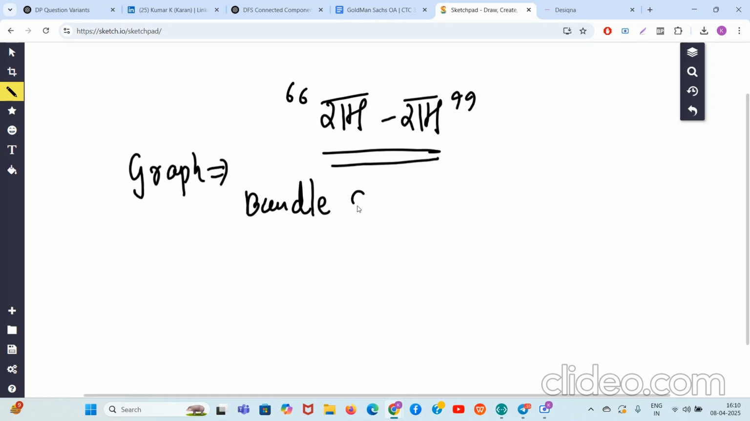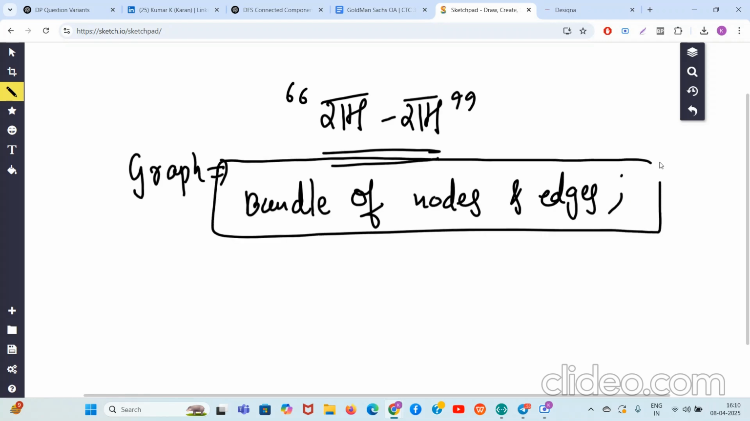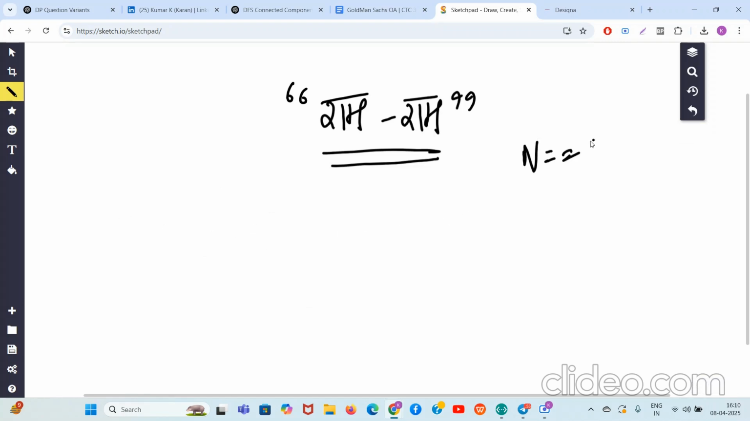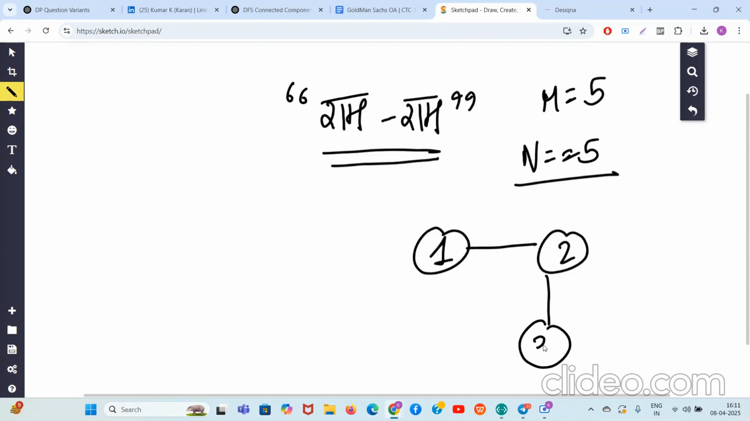It is just a bundle of nodes and edges. Let me draw some particular graphs for you. Let's quickly do it. Let's say n equals 5 and m equals, let's say, 5. Here n means number of nodes, so there need to be 5 nodes. Can you see 5 nodes are there in this graph? And m equals 5 means 5 edges should be there.